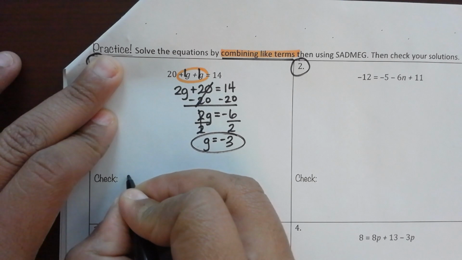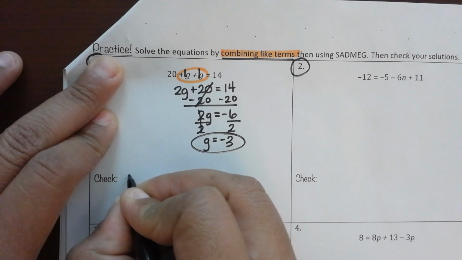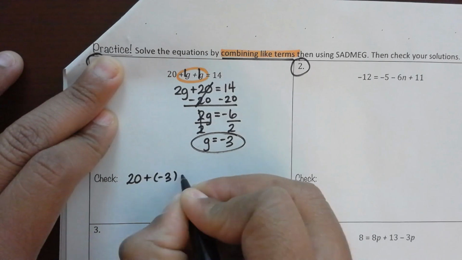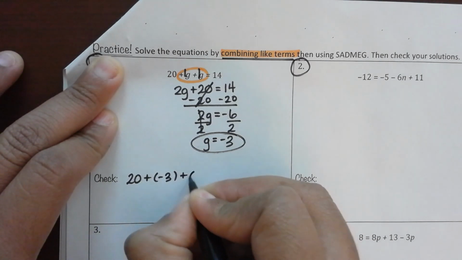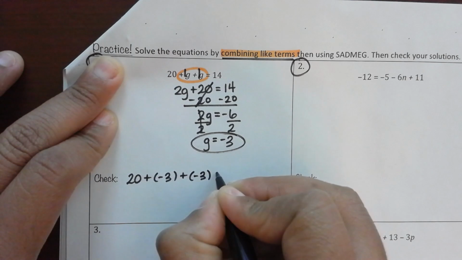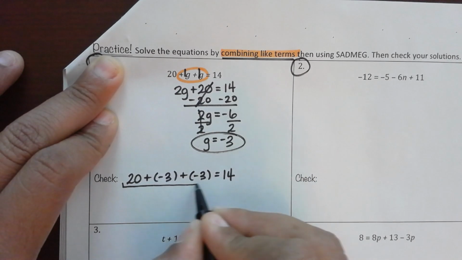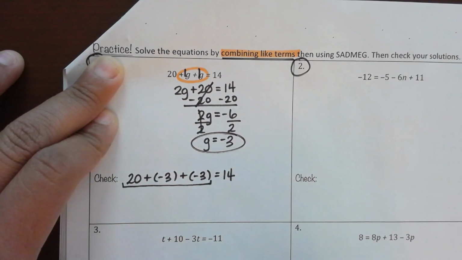How do I check this? Plug in -3. Absolutely. So how would I rewrite it? 20 plus parentheses. Perfect. We just type in this whole side, correct? Yes. Type that in for me quickly.